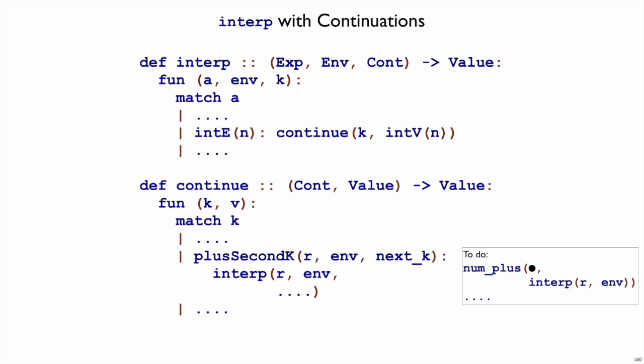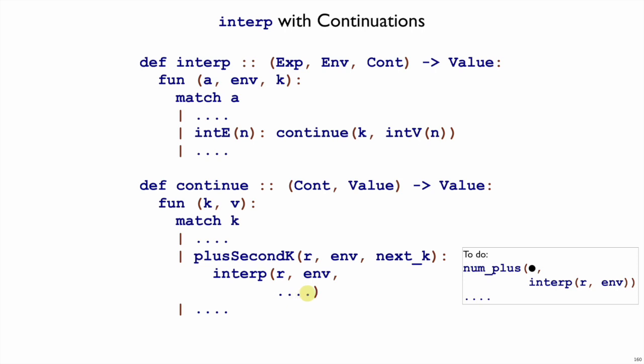Remember that this continuation represents this piece of our old interpreter. Once we get a value back from the left-hand side, the thing to do is to interpret the right-hand side and then perform the actual plus. That next step, of course, is to interpret the right-hand side. So we see that's what happens in continue for the plus second k case. It starts interpreting the right-hand side.